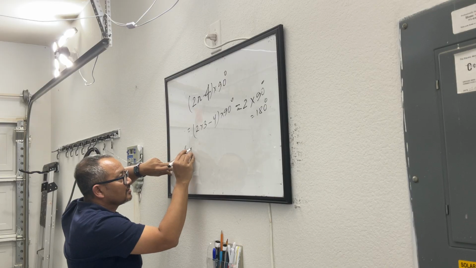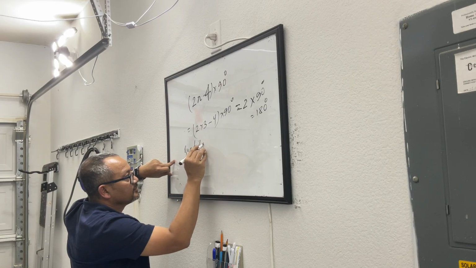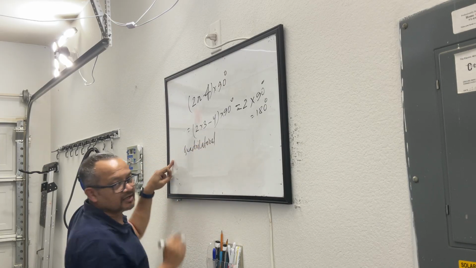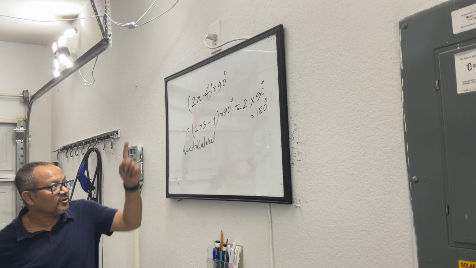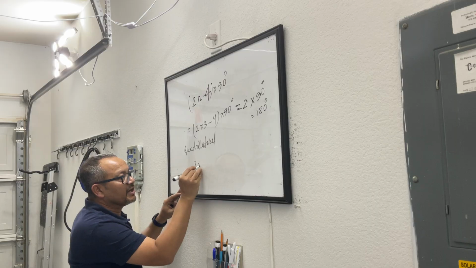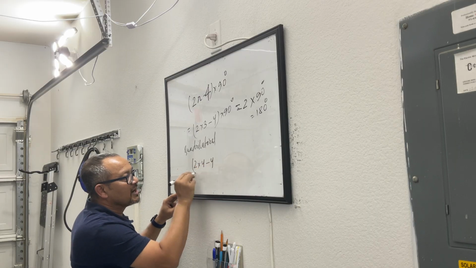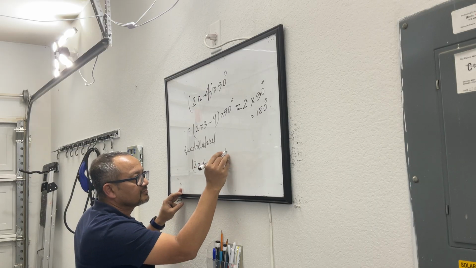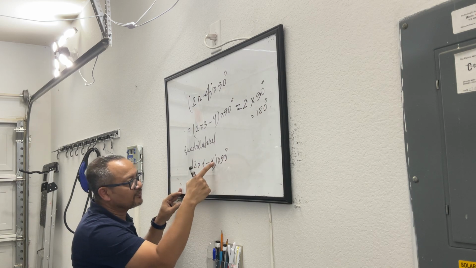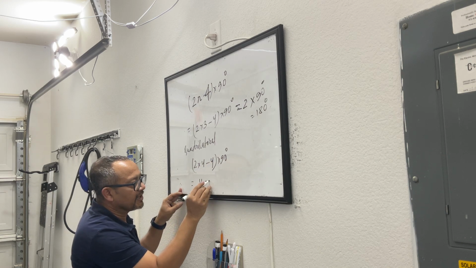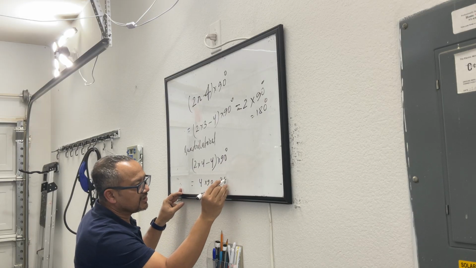Now let's go to a quadrilateral or rectangle, whatever you want. How many sides does it have? 4 sides. So 2 into 4 minus 4 times 90. See how much it became. 2 times 4 is 8, minus 4 is 4. 4 into 90 is 360 degrees.